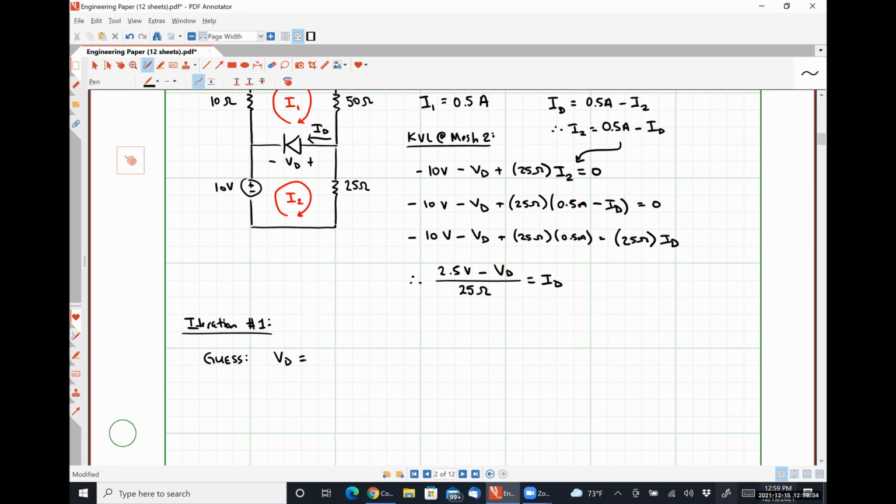So do you want to work with half a volt, or do you want to come up with something different and just see what the hell happens? Half a volt? Okay.